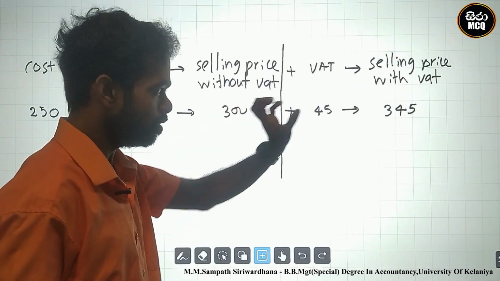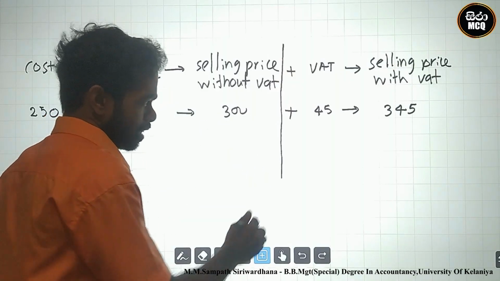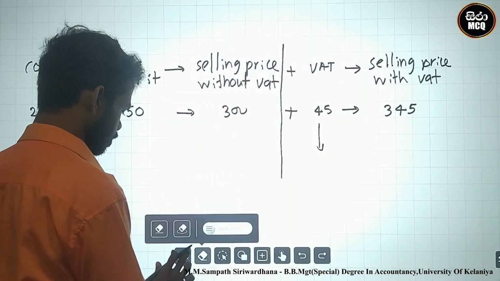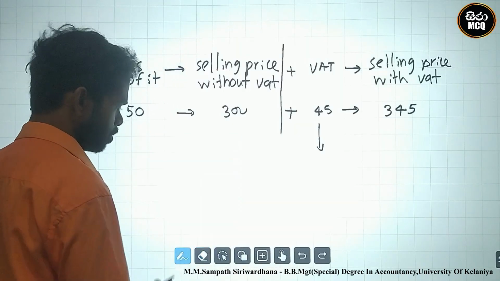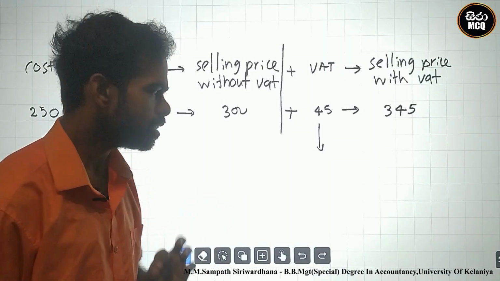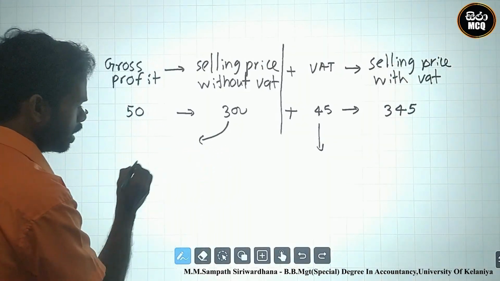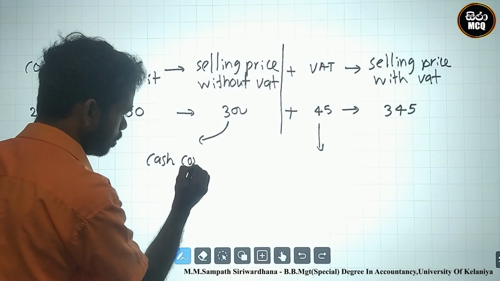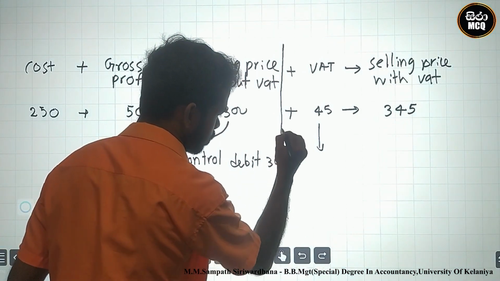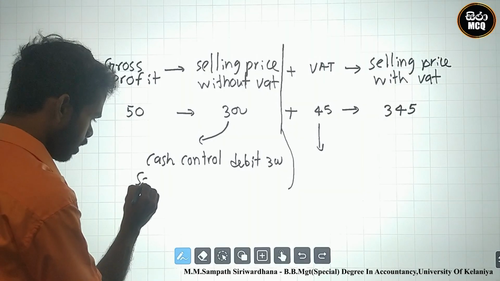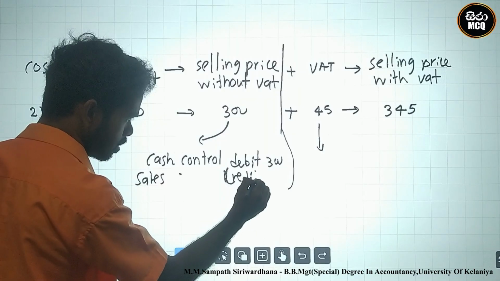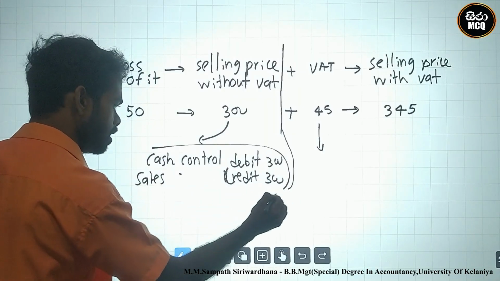After that, we must identify the VAT. Firstly, we must identify the double entries of VAT. You know what a cash sale is, no? What is the double entry for cash sales? Cash sales means selling price, no? Debit cash control 300, credit sales account, sales credit 300. This is the double entry.